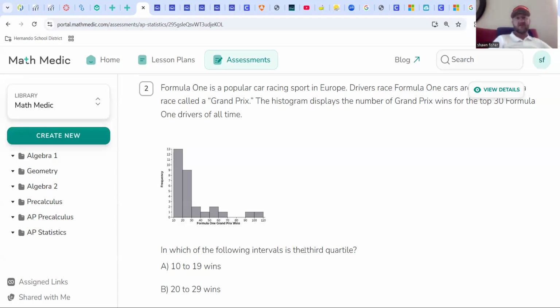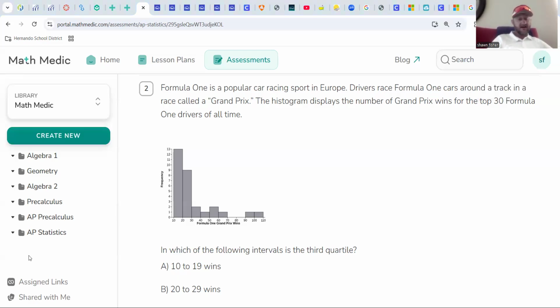25% of our data falls within this quartile, 50% is our median, and 75% is our third quartile. Okay. So all we're going to do here is take the frequency, add them all up together, and find out which interval, from 10 to 19, 20 to 29, or 30, involves 75% of my data. So I'm going to grab my calculator right here.